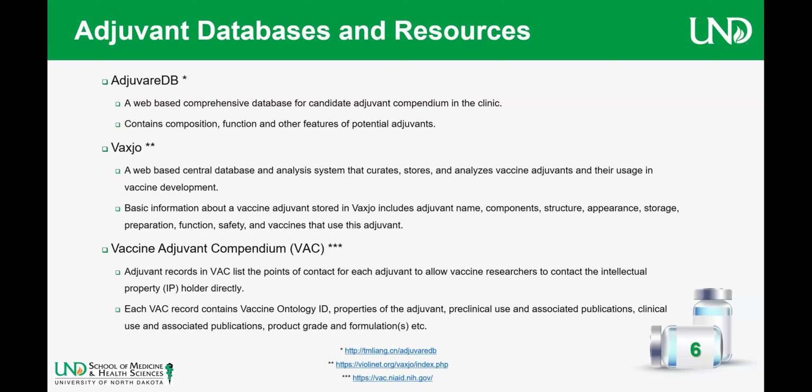The Vaccine Adjuvant Compendium lists points of contact for each vaccine adjuvant, enabling vaccine researchers to contact the individual intellectual property holders directly. Each vaccine record contains the vaccine ontology ID, properties of that adjuvant, preclinical usage and associated publications, clinical usage and associated publications, product grade and formulation, etc.